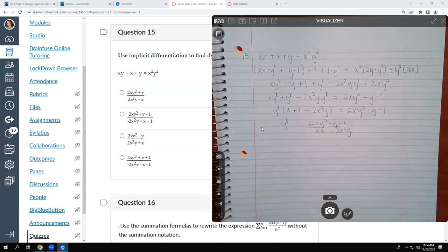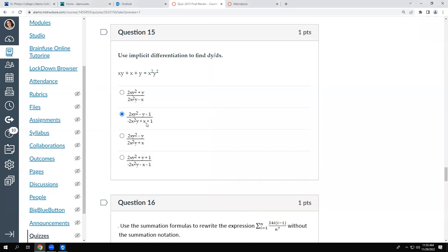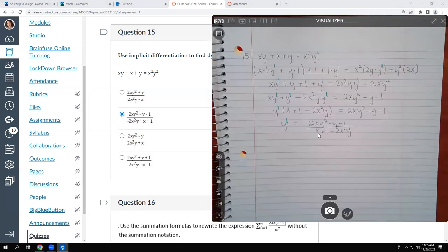Is that equivalent to any of those in there? This one has the exact same numerator as me, right? And it has the same denominator, it just has that last term in the front. I'm gonna pull the camera back up. Has the x plus 1, but it has this term in the front. But they are equivalent.